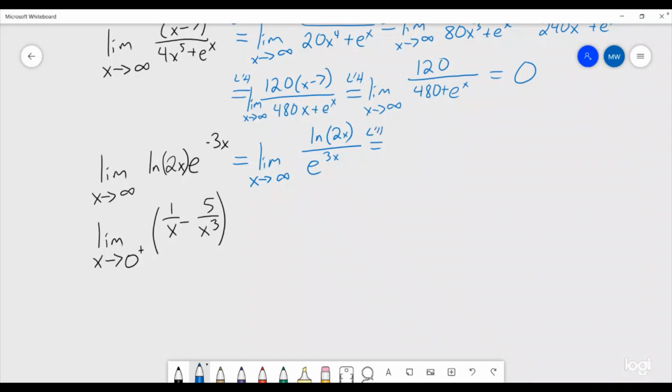We can use L'Hopital's rule. We get 1 over 2x times 2 is the derivative of the top. Forgot the limit piece.